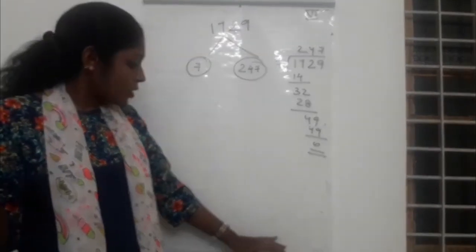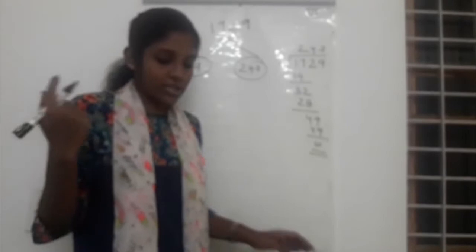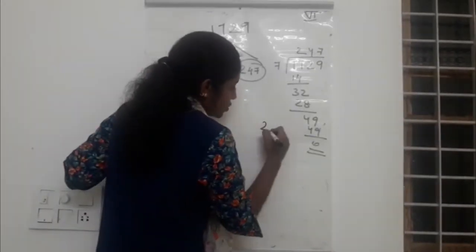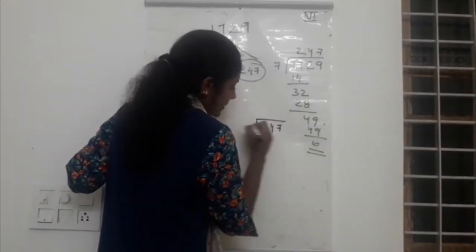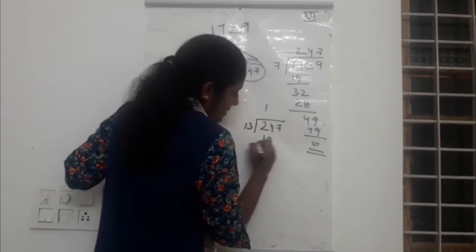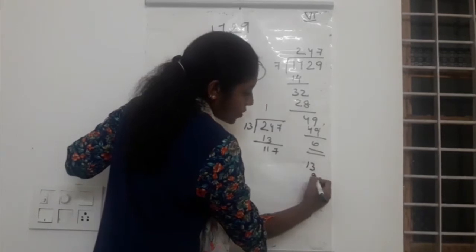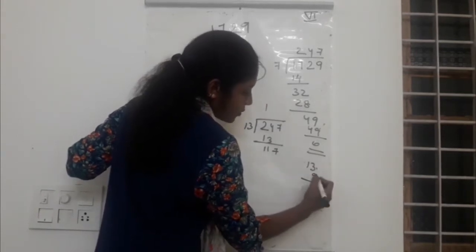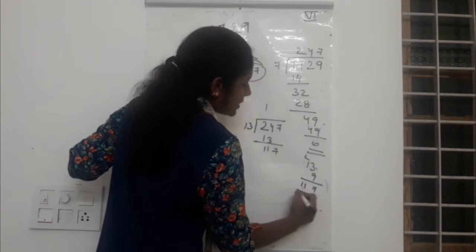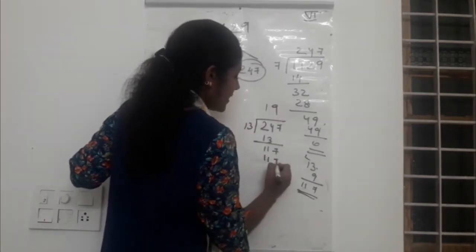Okay. So let us do 247 divided by 13. Here you can look, ones are 13 and it is 117. 13 into 9, let us check whether it becomes 117. Yes, 13 into 9 is 117.